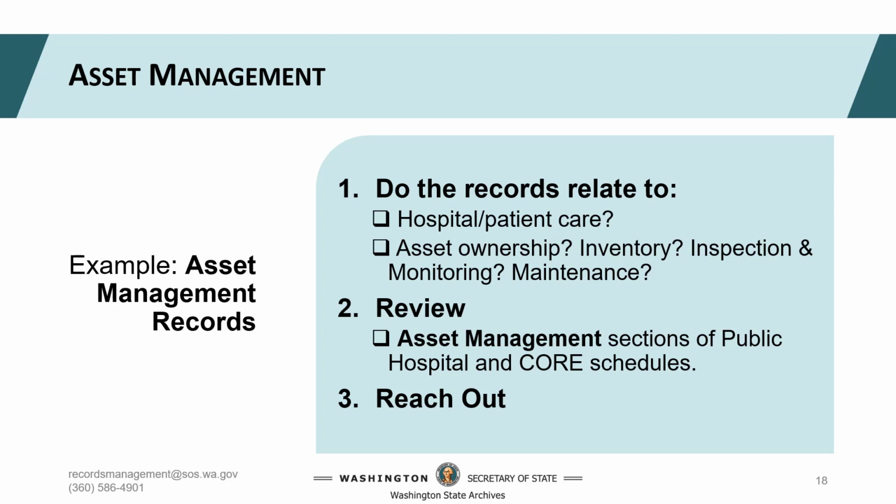Control F the relevant schedule to run a keyword search on asset. Browse the subject index at the back of the relevant schedule with the same keyword in mind. These navigation strategies will bring you close to the correct record series, but be aware of any functional overlaps between the two schedules and pose the questions to narrow down your options. If you are unsure, the Washington State Archives is here to help.